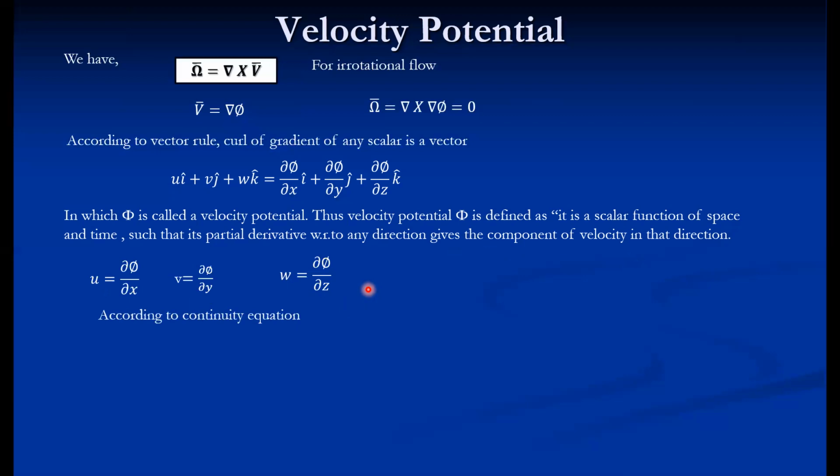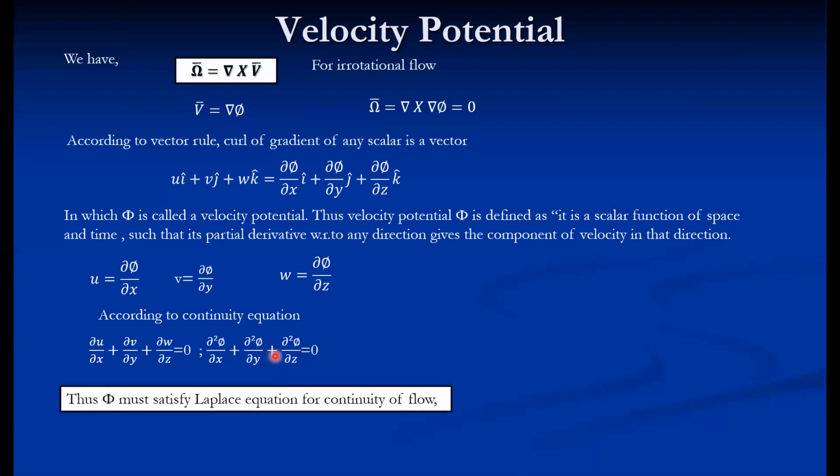And now, according to the continuity equation for three-dimensional flow, if we put the expressions of u, v, w in terms of phi, it becomes ∂²phi/∂x² plus ∂²phi/∂y² plus ∂²phi/∂z² equal to 0. Here the square term was missing actually. But this particular expression in phi is called the Laplace equation.